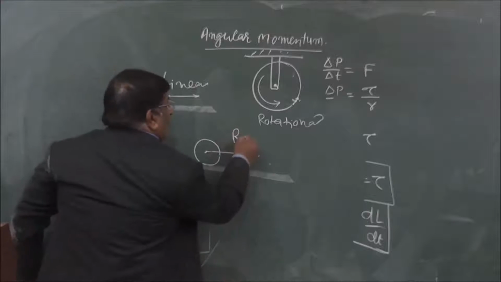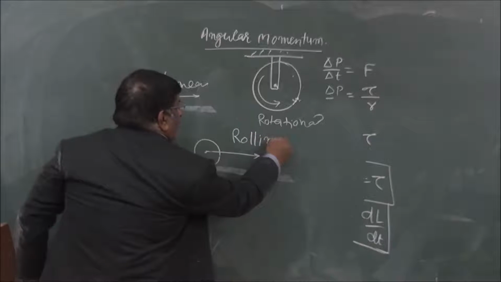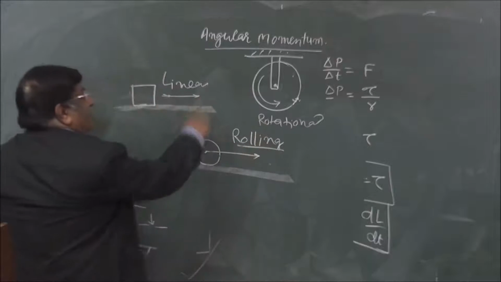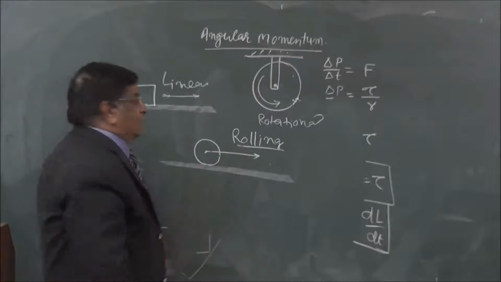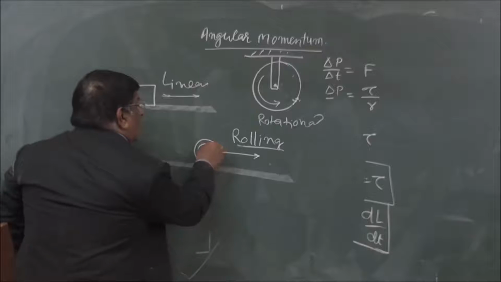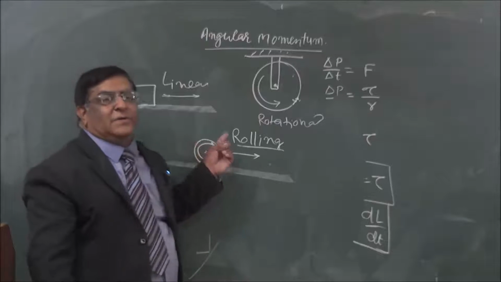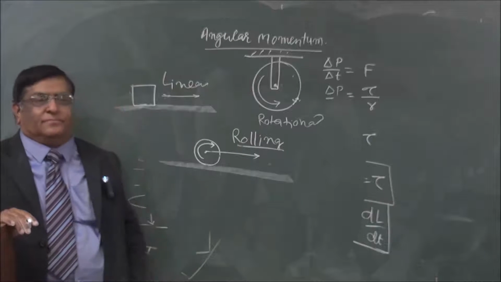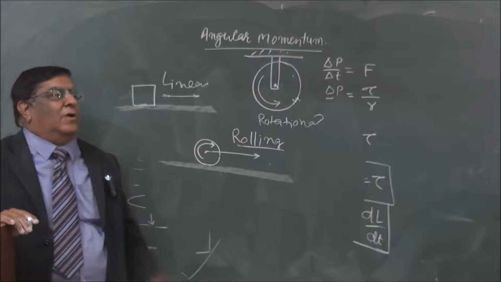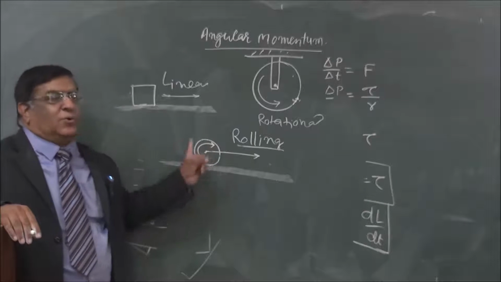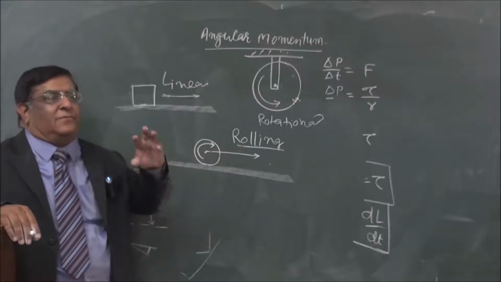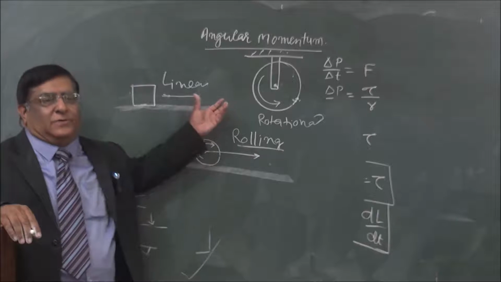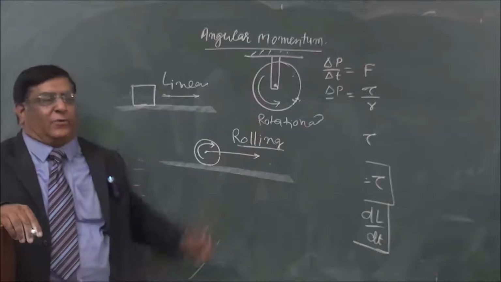This is known as rolling motion. What is the name? It has got rotational as well as going straight. This is rolling motion. So rolling motion is a combination of linear motion as well as rotational motion. Now any object which is rolling, we have to apply our knowledge of all the things of linear as well as angular.